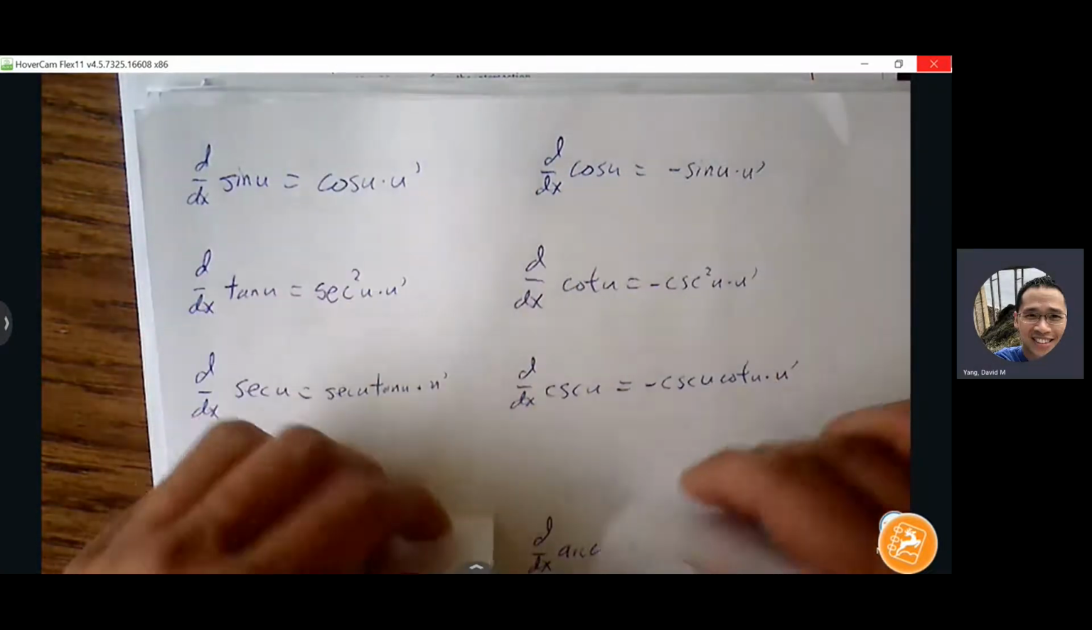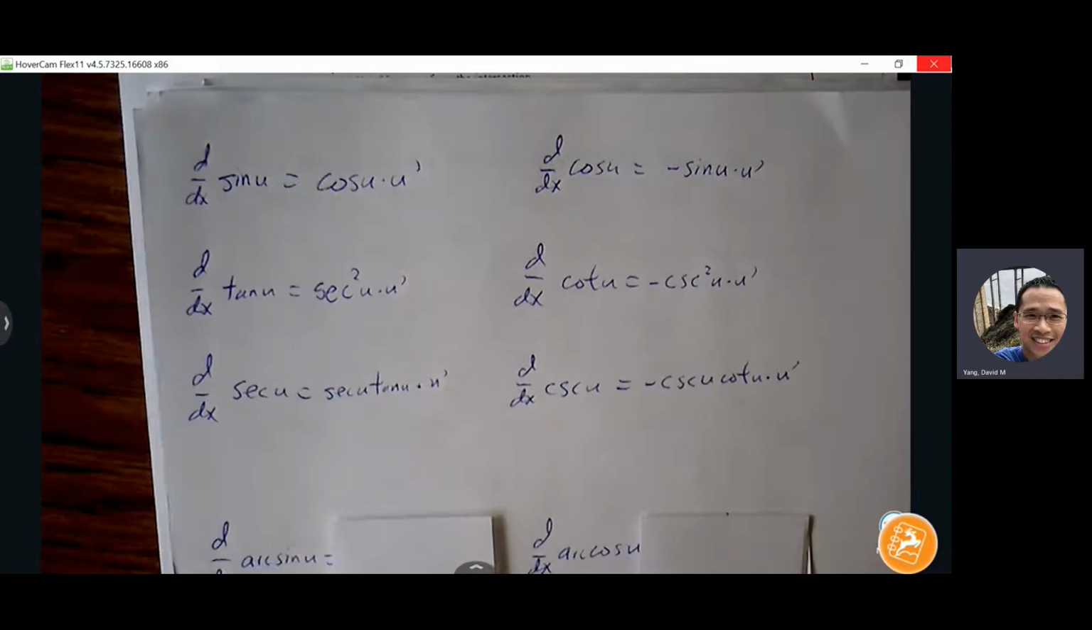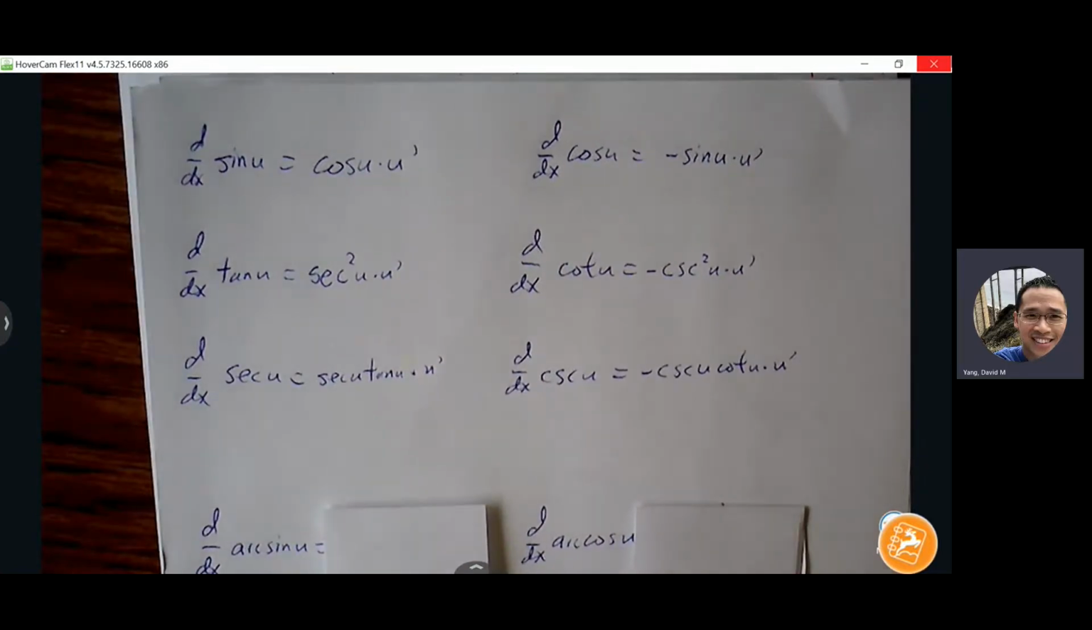Okay, let's check our rules here. Sine's derivative is cosine. Cosine is negative sine. Tangent just involves the one right below it. Tangent is secant squared. Secant is secant tangent. This follows a very similar pattern, right? Cotangent is just the one below it, negative cosecant squared. Cosecant is negative cosecant cotangent. If we switch tan and secant, that doesn't matter. That's fine.